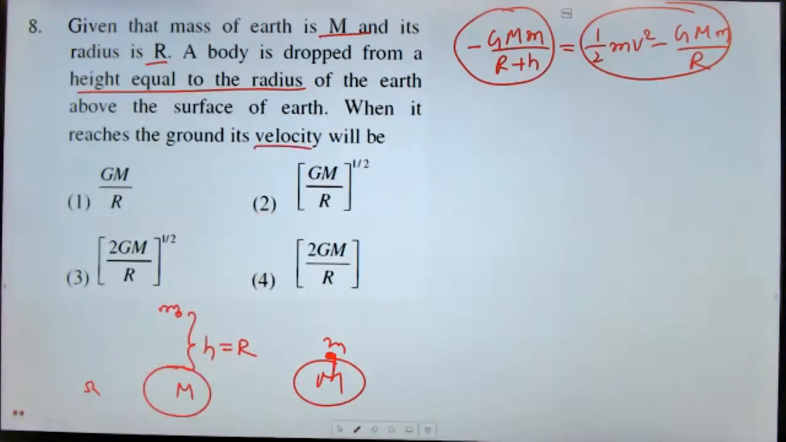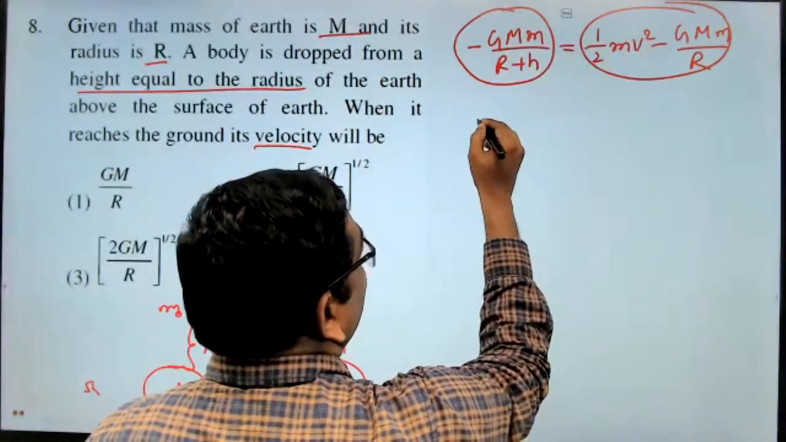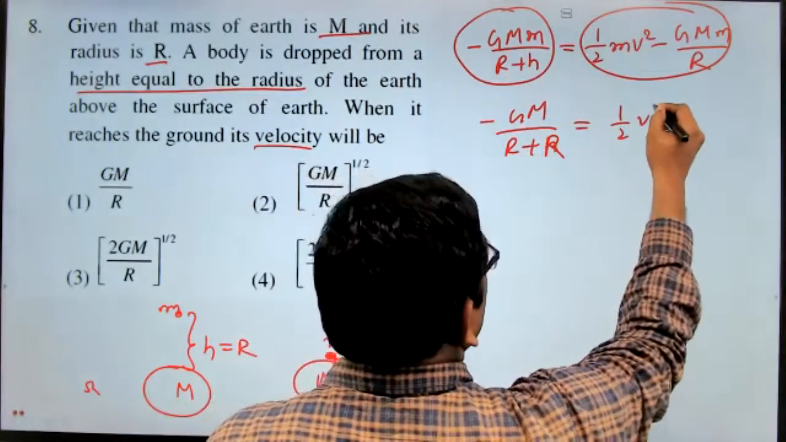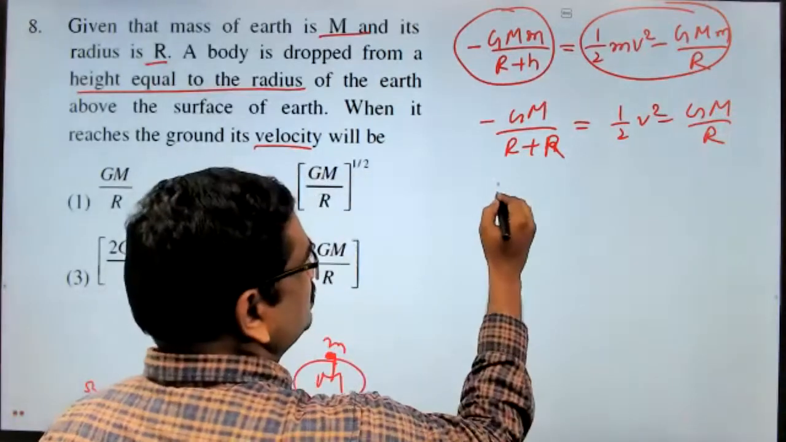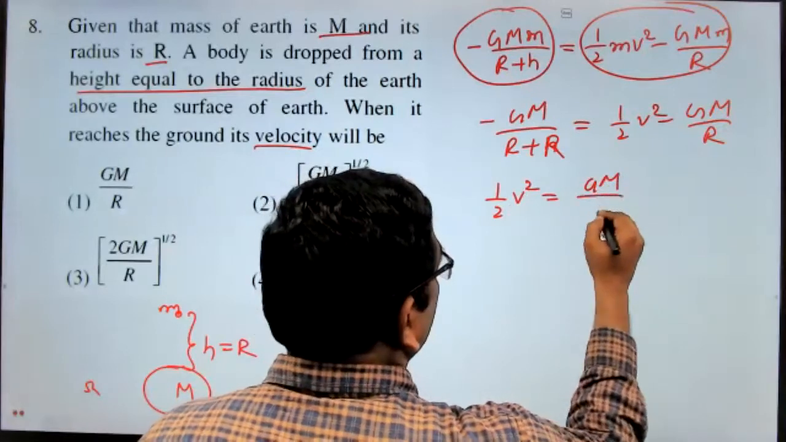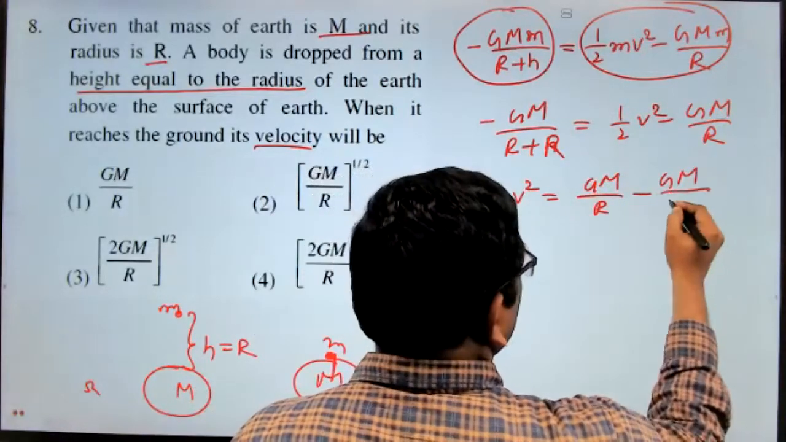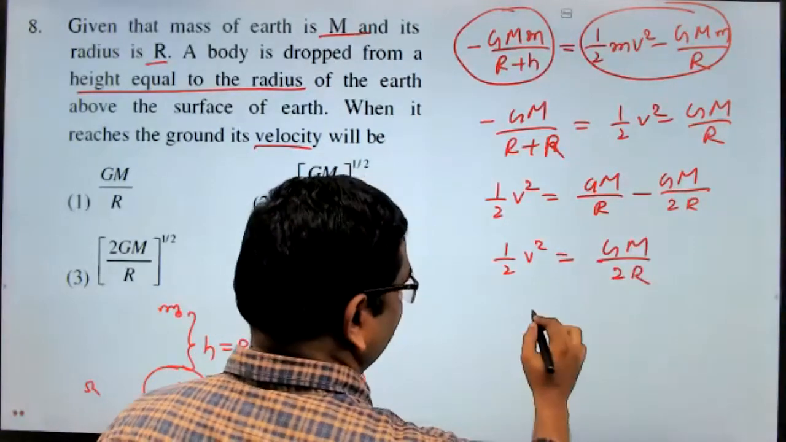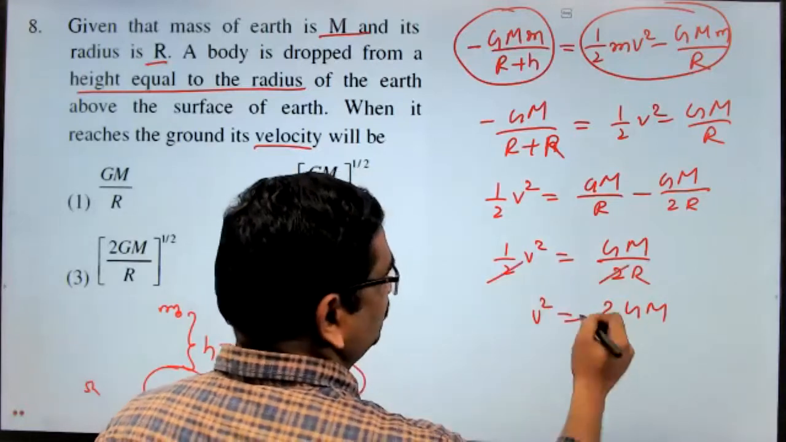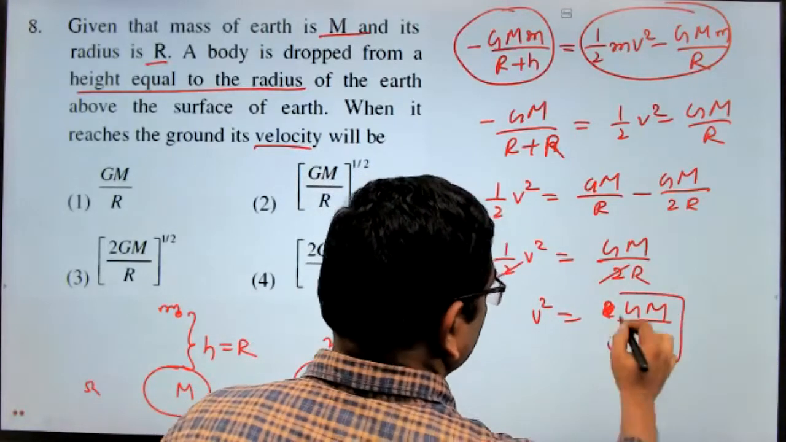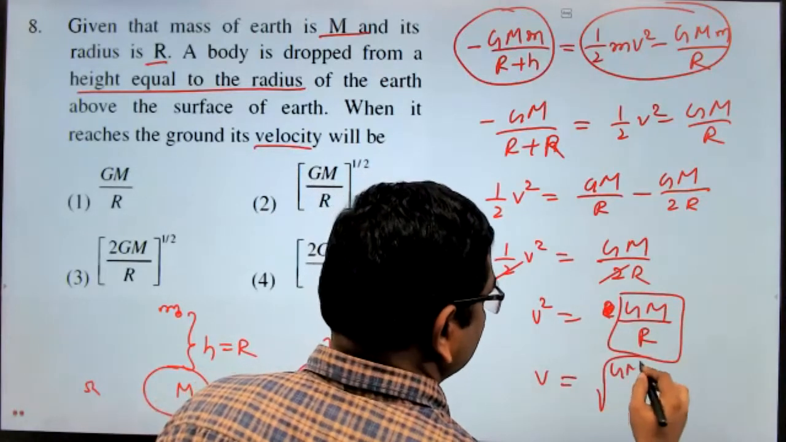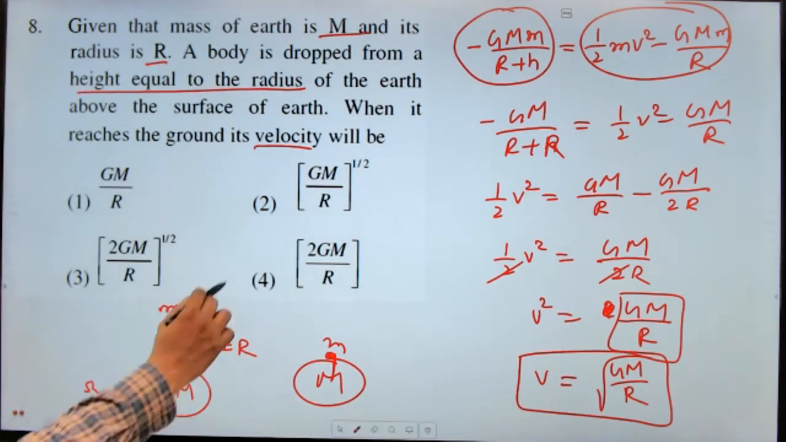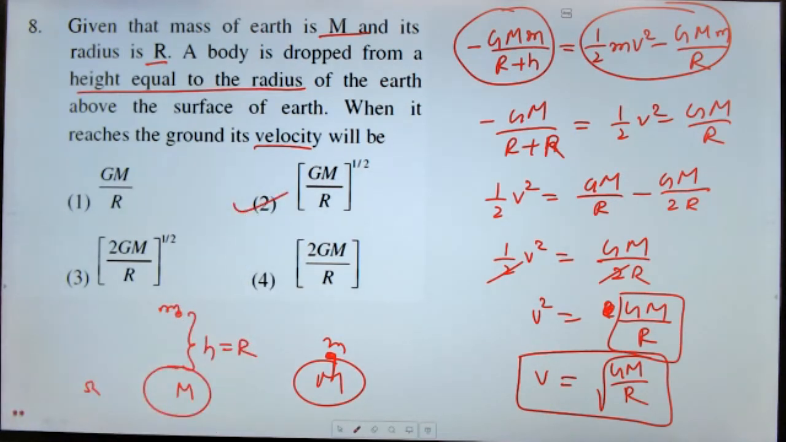So what we have to calculate? Velocity we have to calculate. So cancel small m on both sides. Then minus G M by r plus h, where h equal to r, so r plus r, equal to 1 by 2 into v square minus G M by r. So 1 by 2 into v square equal to G M by r minus G M by 2r. So 1 by 2 v square equal to G M by 2r, or v square equal to 2 G M by 2r. The 2 gets cancelled out, then G M by r is v square. Then v equal to square root of G M by r. Second option. So apply law of conservation of energy.